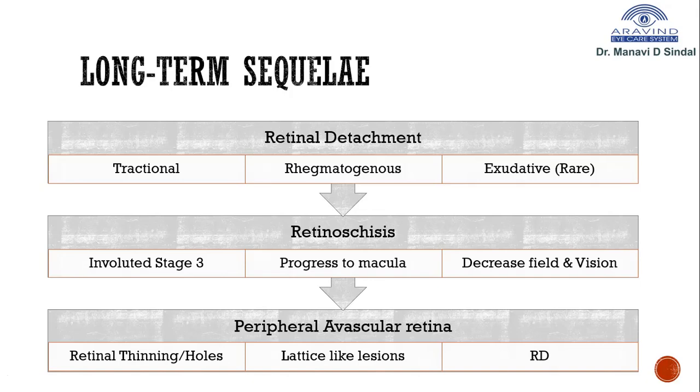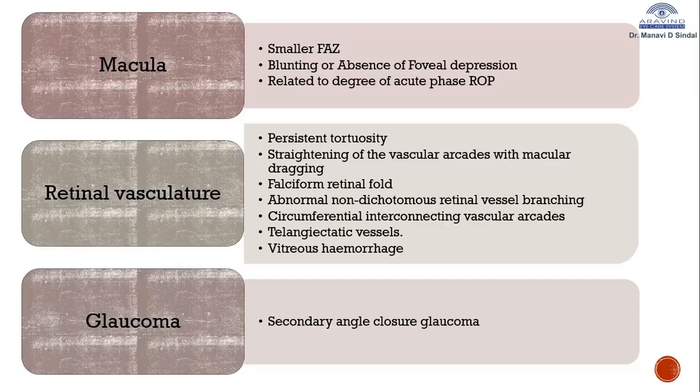So long-term sequelae: you can have retinal detachments occurring, especially when there's residual fibrous tissue, which can be tractional, rhegmatogenous, or rarely exudative. When stage 3 has involuted and left behind some amount of traction, some amount of scarring, you can have retinoschisis happening. There can be macular drag, macular ectopia, and the peripheral avascular retina can develop thinning and lattice-like lesions, and these can lead to retinal detachment. The macula in these babies tends to have a smaller foveal avascular zone.